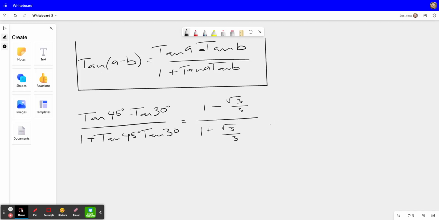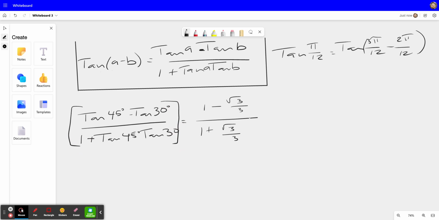All right, Julia, I figured out what was going on with that equation. So in the one where we're doing tan pi over 12, we knew that it would be tan of 3 pi over 12 minus 2 pi over 12, right? And I know we know how to get all the way to this part right here.